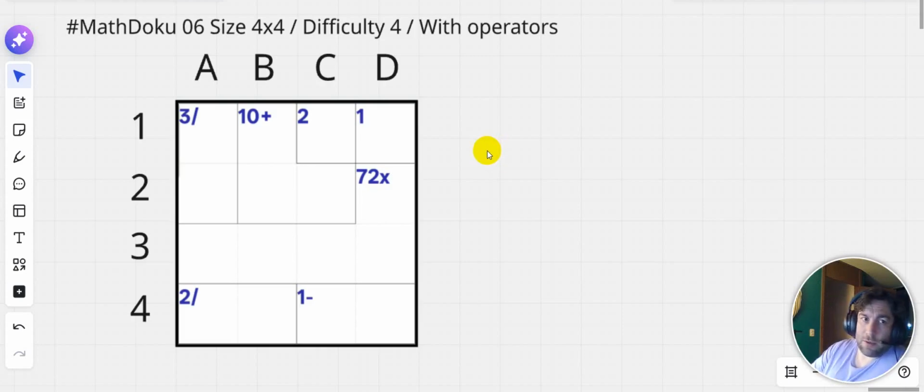Welcome back to the Masdoku blog, episode 6. We're going to be solving puzzle 4x4, difficulty 4, with operators.